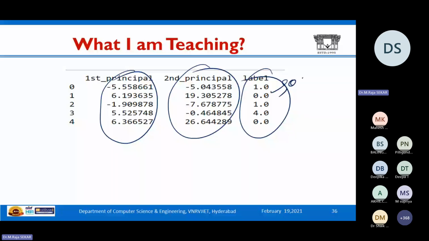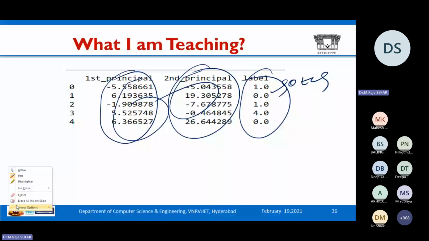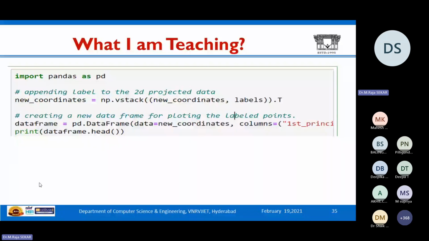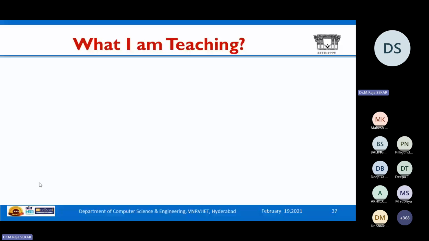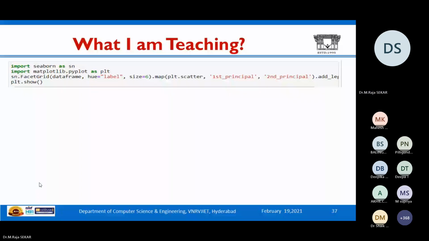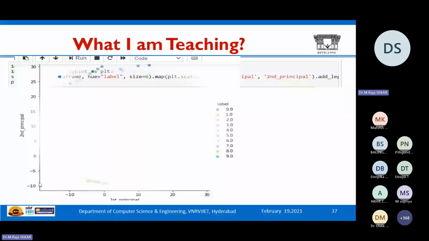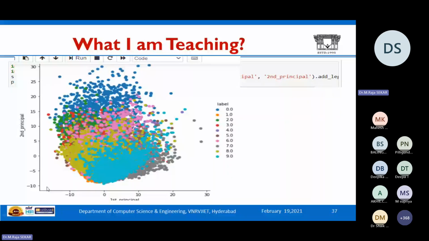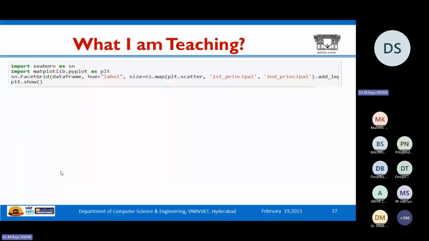Labels means 0 to 9, with each label corresponding to principal components, isn't it? For simplicity, I am displaying only a few values here. DataFrame.head means only the first 5 will be displayed. Now what's happening here? I'm just displaying things. You might have seen this one: import Seaborn as sns, import Matplotlib. Of course, Seaborn works over Matplotlib. The basic package is Matplotlib.